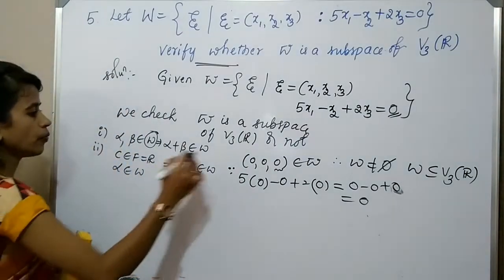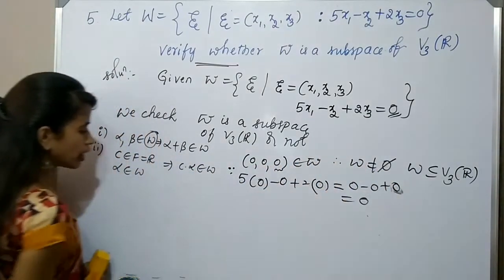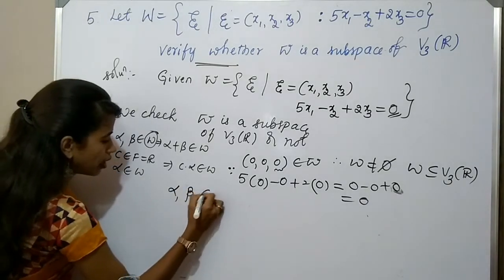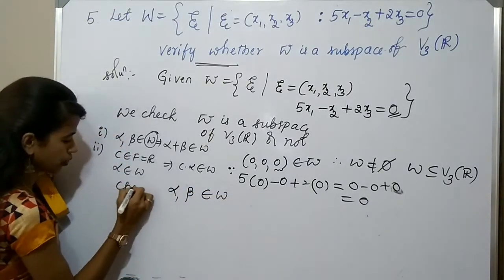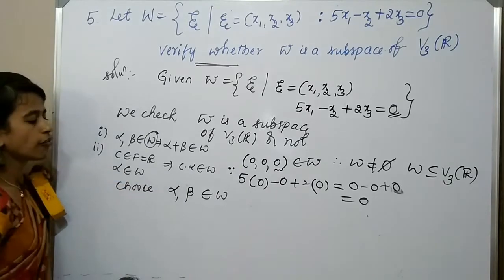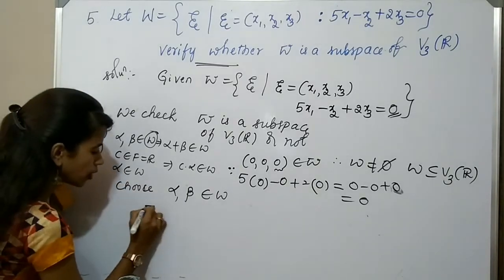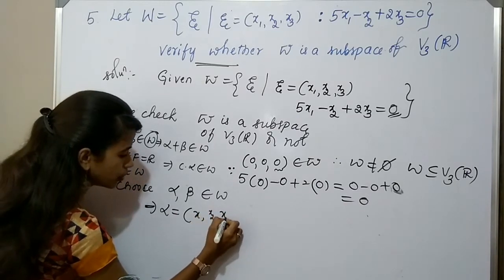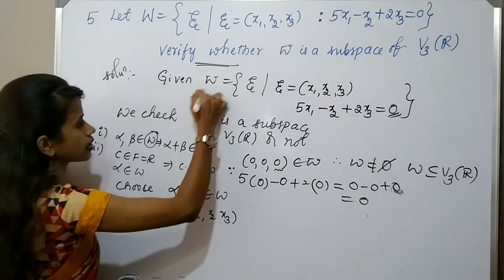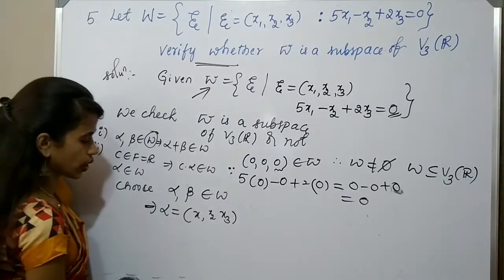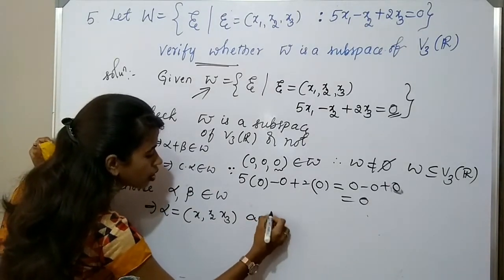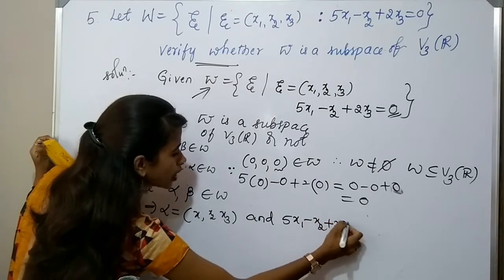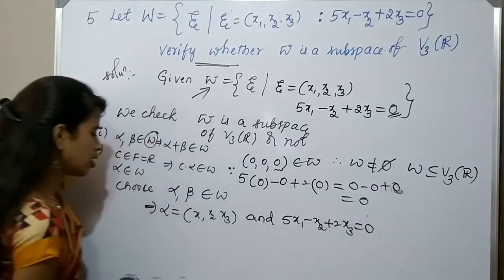Okay. So since it is non-empty, we can choose elements. I am choosing alpha and beta belonging to W. It means alpha looks like (x1, x2, x3), because it is in W, and also the condition 5x1 minus x2 plus 2x3 must be equal to 0.